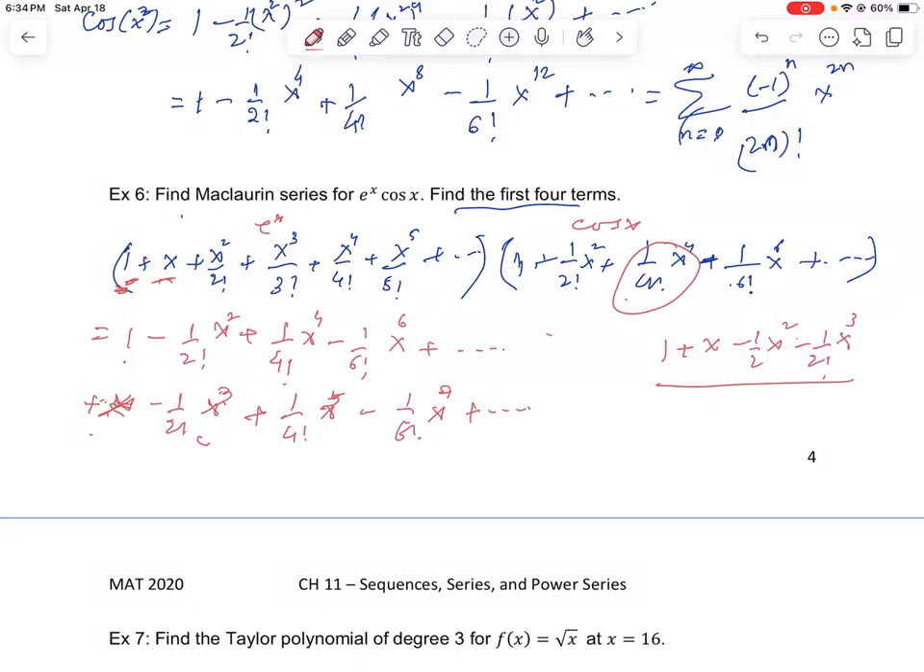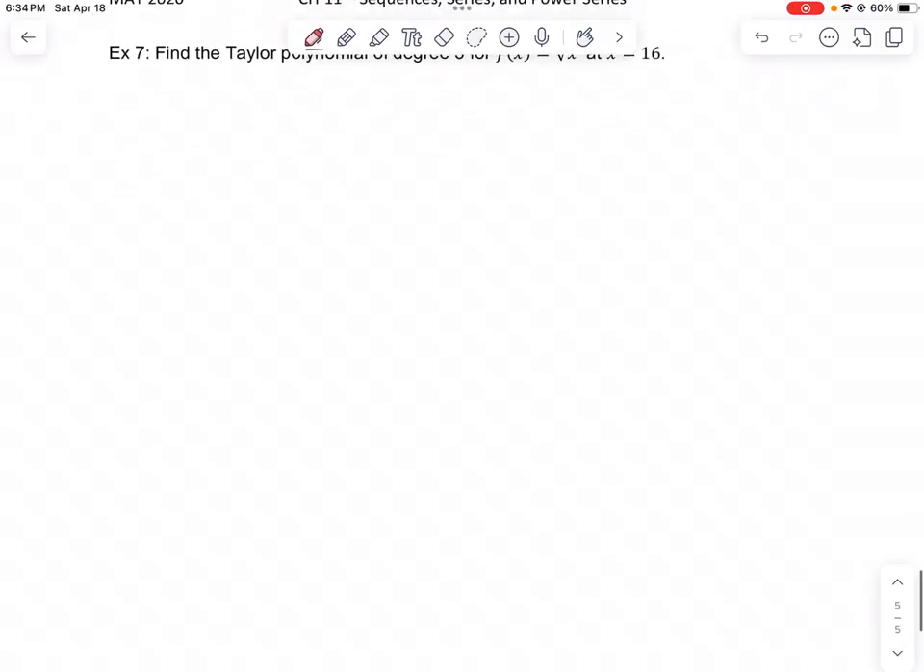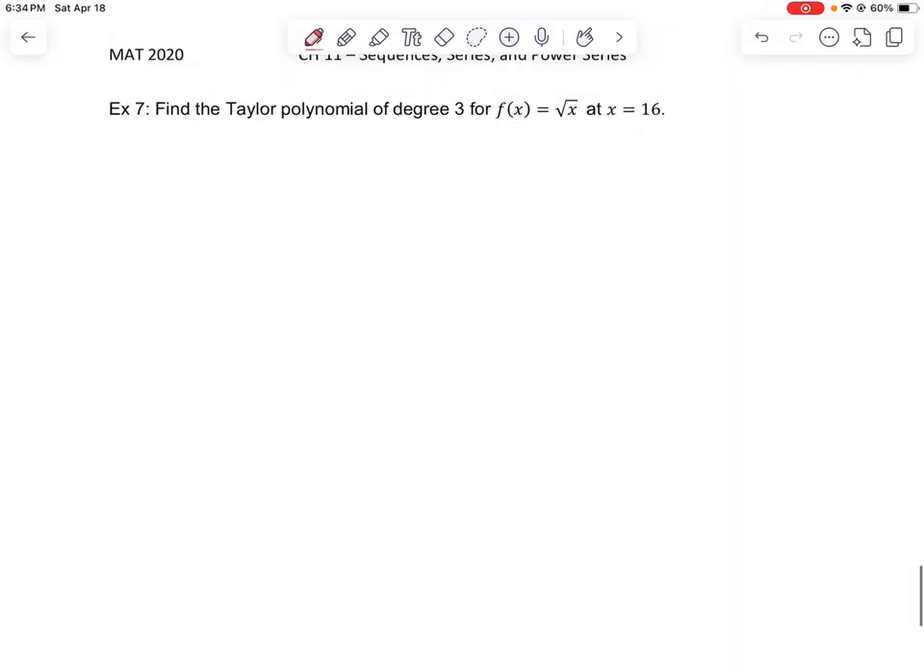Next example. It says find the Taylor polynomial of degree 3. Sometimes they ask you to find the polynomial, not the series. So in this case, degree 3 means x cubed, x to the 3rd power. Okay, let's start. So a is 16 in this case.